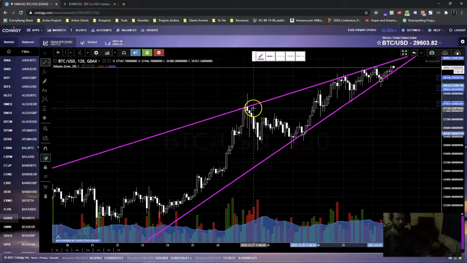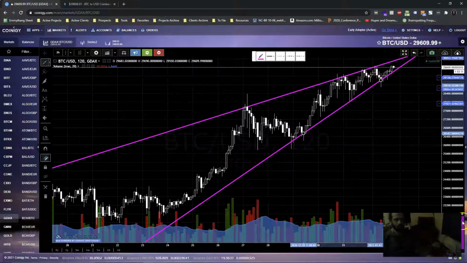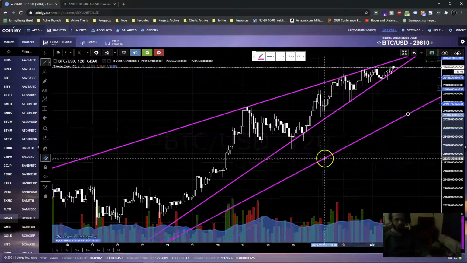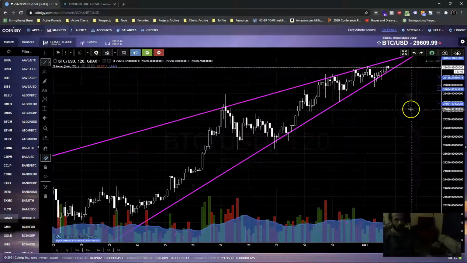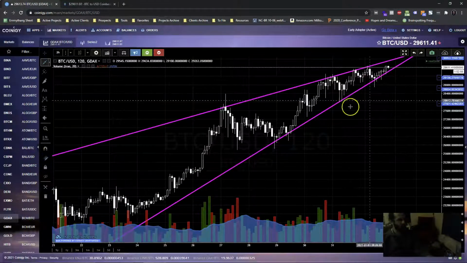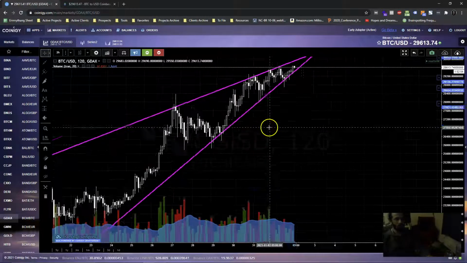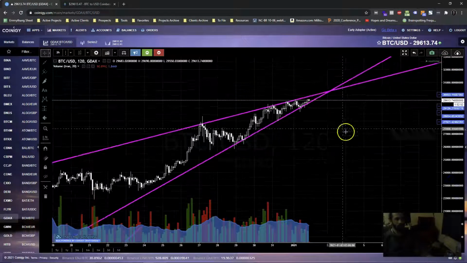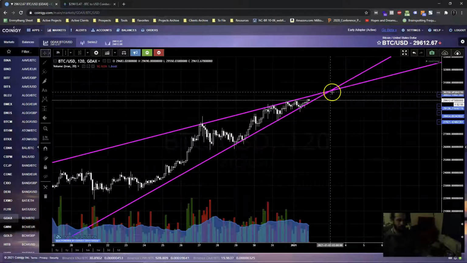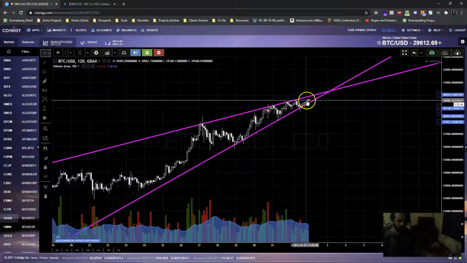Now within this formation, the more full we get, the closer to, did I not just turn that off? Sorry about that. The closer we get to the eventual intersection here is when we have to make a decision.